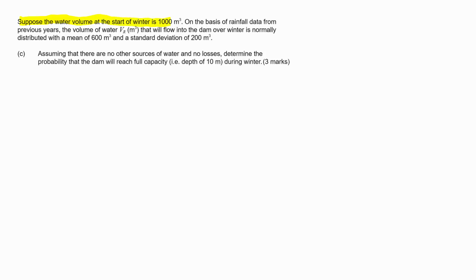Suppose the water volume at the start of winter is 1,000 cubic meters. On the basis of rainfall data from previous years, the volume of water that will flow into the dam over winter is normally distributed with a mean of 600 and a standard deviation of 200. Assuming there are no other sources of water and no losses, determine the probability the dam will reach full capacity, i.e. a depth of 10, during winter.